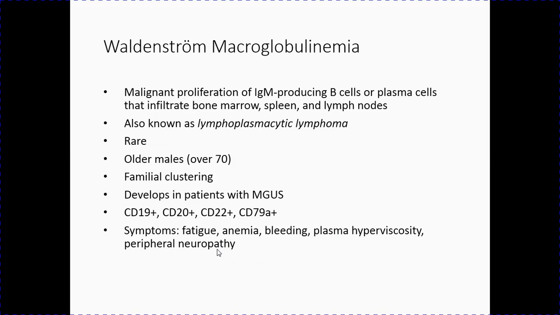The next disease of the plasma cell dyscrasias that we're going to look at is Waldenstrom's macroglobulinemia. Waldenstrom's is a malignant proliferation of IgM-producing B cells or plasma cells that can infiltrate the bone marrow, spleen, and lymph nodes. You may also see it called lymphoplasmacytic lymphoma, but most people call it Waldenstrom's. It's a rare disease, maybe 1,500 new cases a year. It's found in older males, with a median age around 70, so it tends to skew higher.